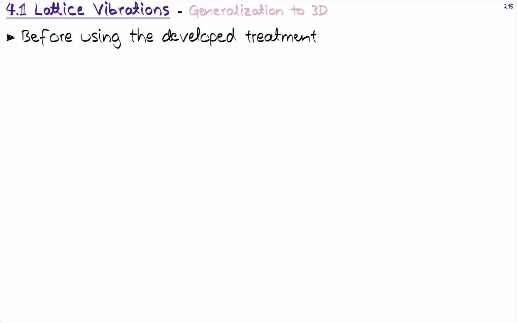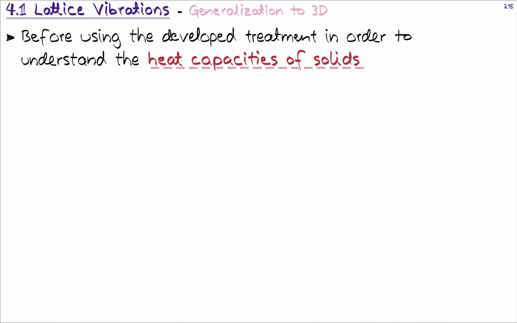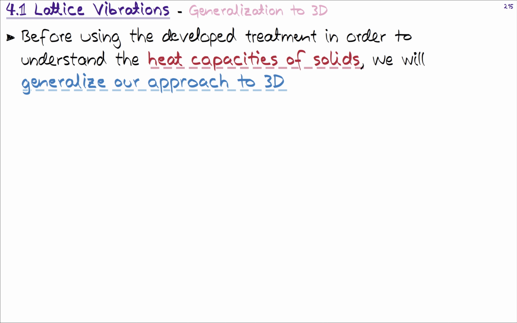And before that, using this developed treatment that we have outlined here, what we want to do in the next section is calculate the heat capacities of solids, or specifically the lattice contribution to the overall total heat capacity. And we will need to generalize our approach to three-dimensional solids. This arises from the fact that in many cases, when we are dealing with real solids, we actually must take into account the fact that the lattices are 3D and not just 1D.